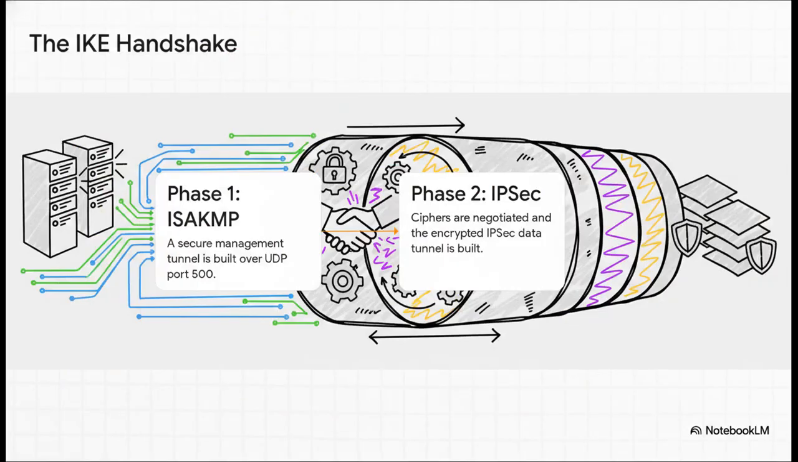Now, before any data actually gets sent, the two ends of the tunnel do this kind of complicated negotiation called the Internet Key Exchange, or IKE. Think of it like a two-part secret handshake. In phase one, they set up a secure channel just so they can talk privately. Then, in phase two, they use that private channel to agree on the exact encryption and keys they're going to use to protect the real data.